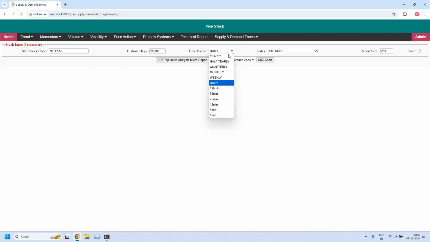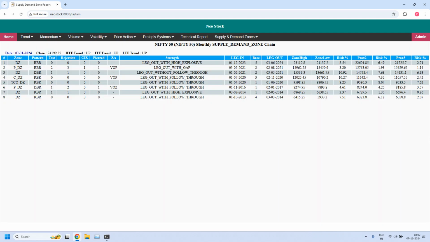Let's start with NIFTY, starting from monthly time frame. Generating NIFTY supply demand zone chain for monthly time frame. Always look into the zone column to find the high liquidity zones. Look into the pierced column to check if any of the zones are pierced. Always look into the LTF trend to find the trend of the current time frame you have selected.